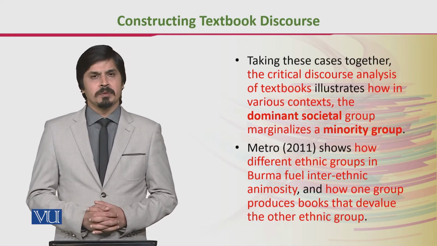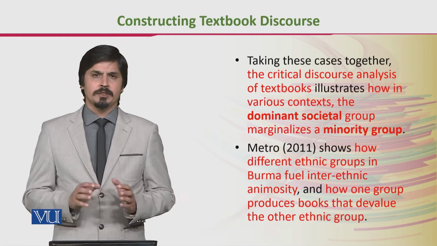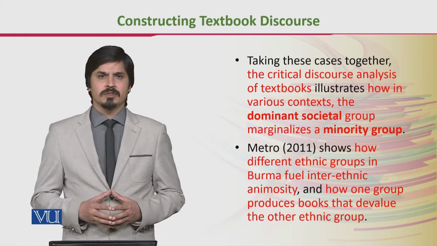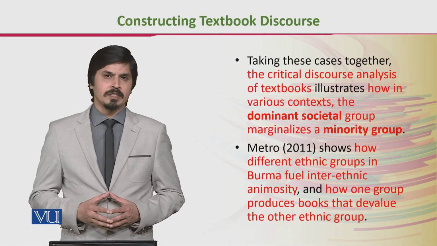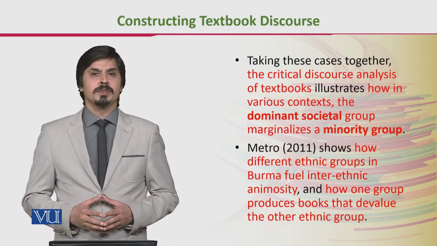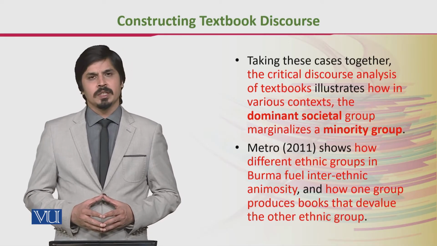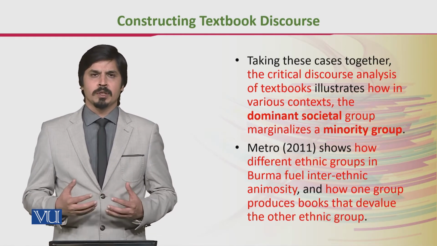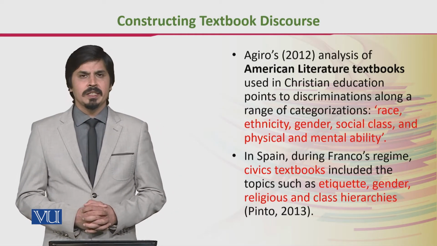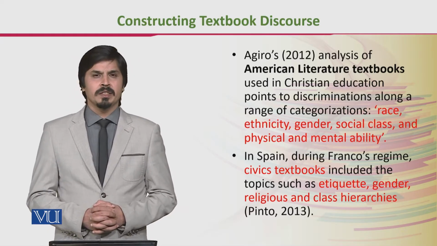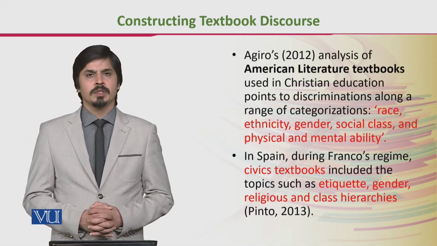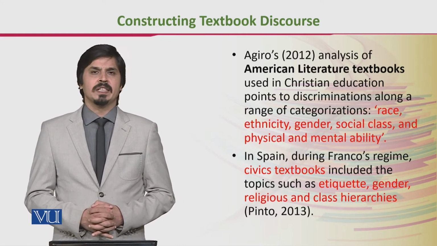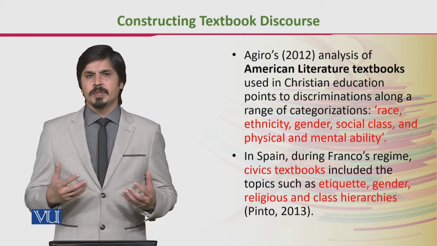Then we can see in many other studies that these textbooks essentialize minority groups in certain ways, maybe on racist or on communal lines also, and they serve the interest of certain dominant groups and simultaneously marginalize the minority group. Metro shows how different ethnic groups in Burma fuel inter-ethnic animosity through textbooks, and certain textbooks are deliberately created on these racist or communal lines. Similarly, another study by Agro looks into American literature textbooks, and they found various kinds of discrimination in these textbooks based on race, ethnicity, gender, social class, physical and mental ability or disability of the people. So there could be multiple comments about such things.